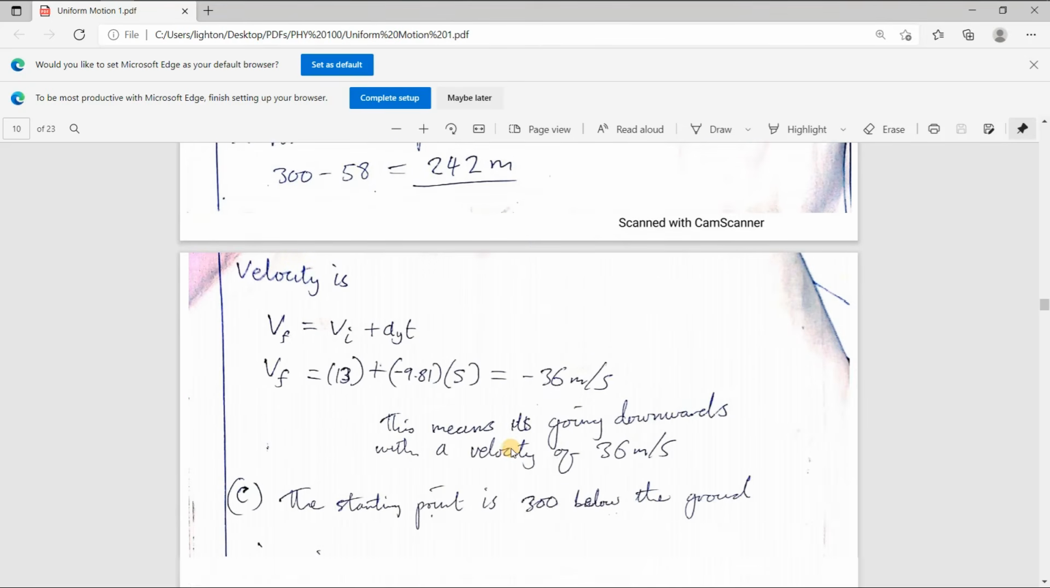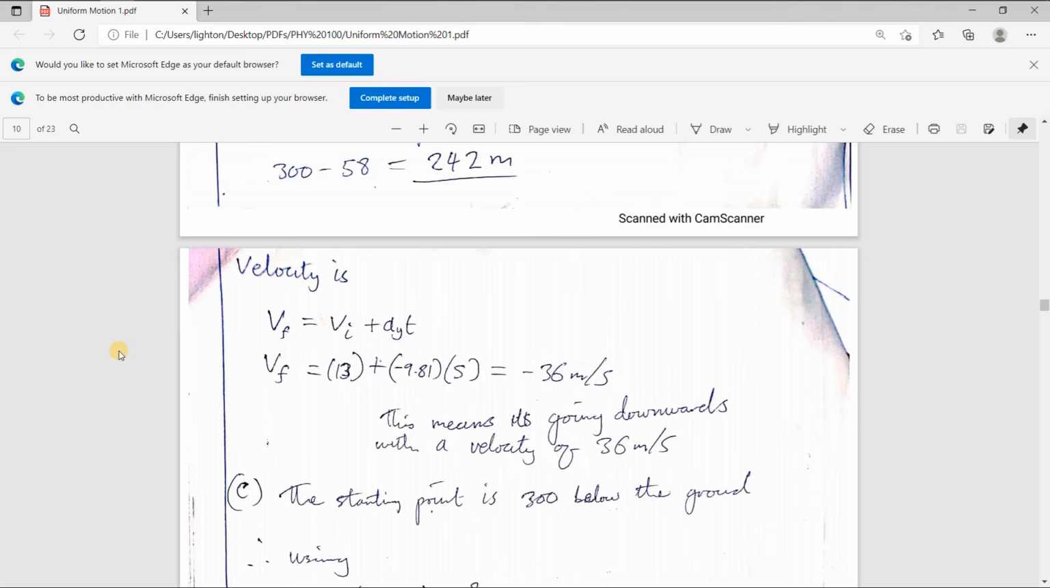Now, the velocity after 5 seconds. We know that v_f = v_i + a_y t. So v_f is just 13 plus acceleration, which is always vertically downwards, minus 9.81, times 5, which is time, and we're getting minus 36 meters per second. Minus 36 meters per second, meaning that it is moving downwards.